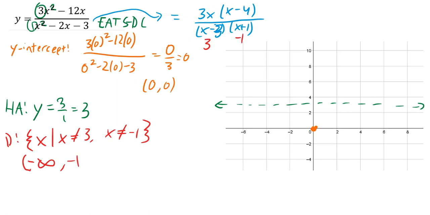That's the first thing that it can't be. Everything from negative 1 until 3, that's the second thing it can't be. And then after 3, I'm in the clear. Everything up to infinity.